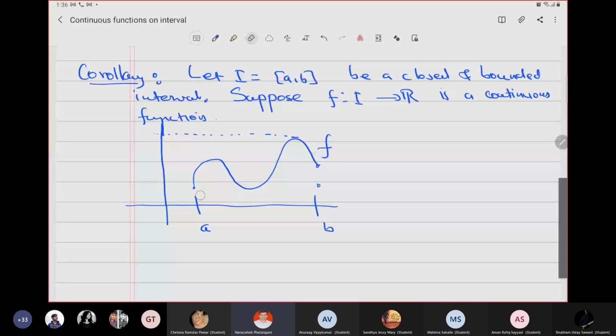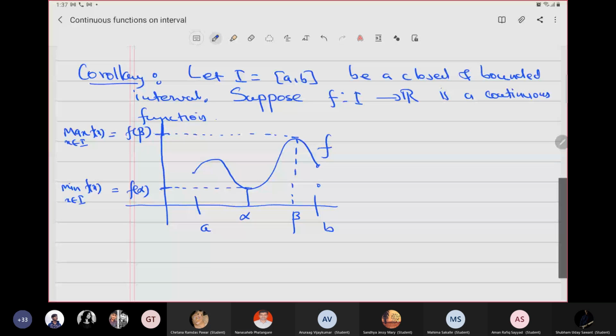So at this point, the function has minimum value. You can see that there are 2 points. Let us say alpha and beta. So f of alpha and f of beta. You see these 2 points. But what is f of alpha actually? Minimum of f of x. And what is f of beta? Is maximum of f of x. This is actually the situation.